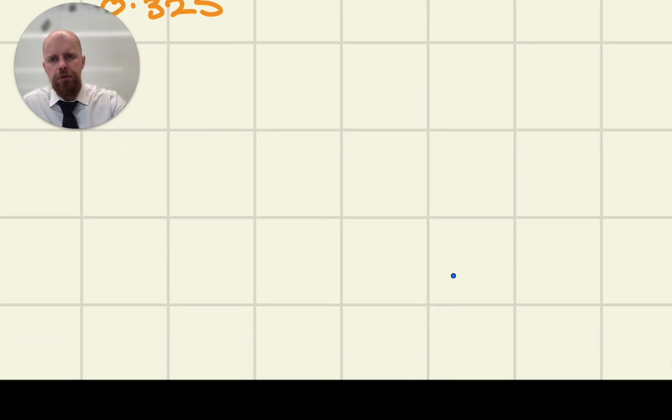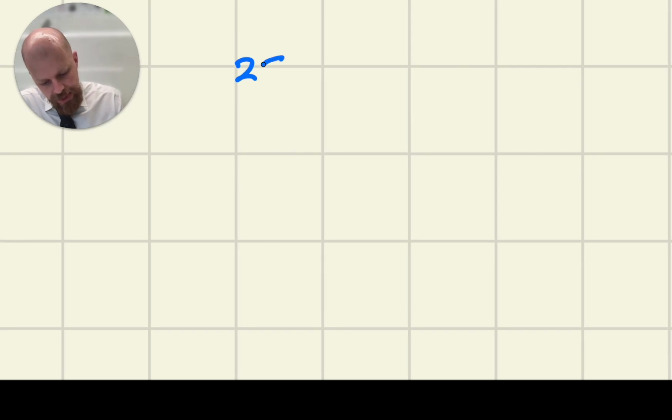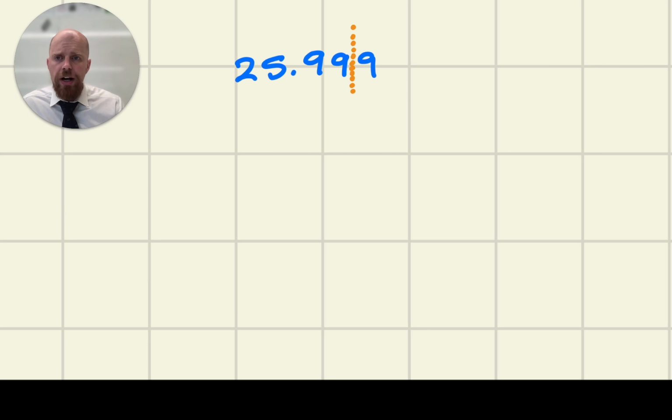Let's have one more example. Let's say we have 25.999, and we're going to round this to the nearest hundredth. We look to the right of the dotted line, and the 9 goes up to a 10. So therefore, it rounds up.